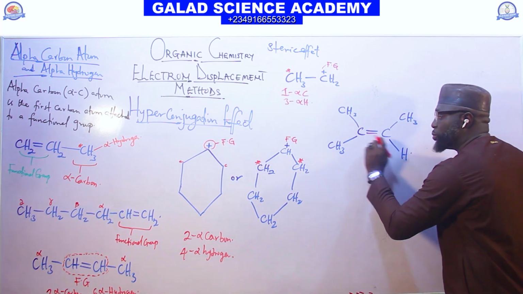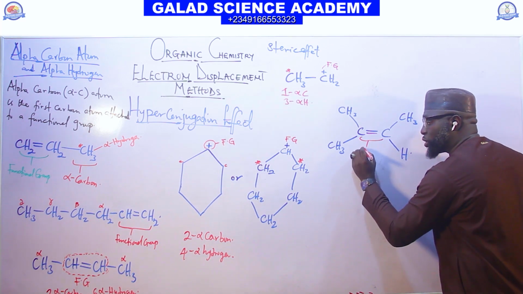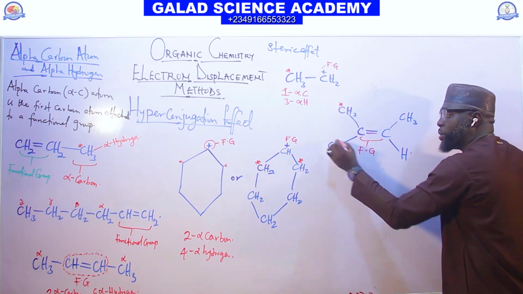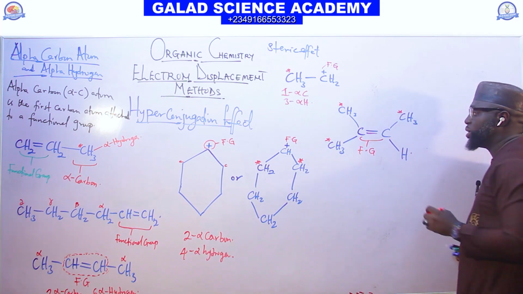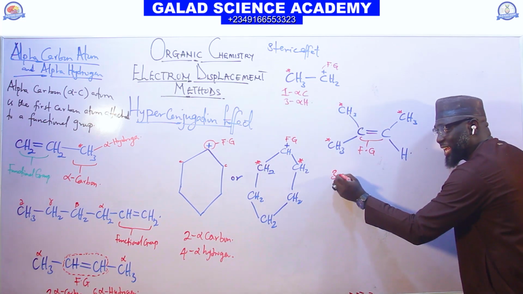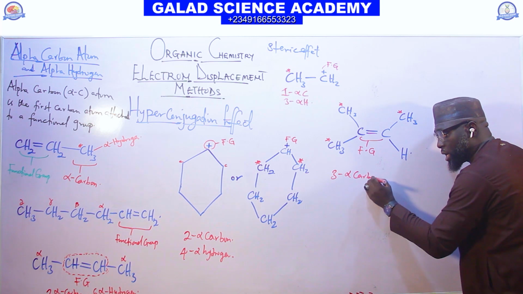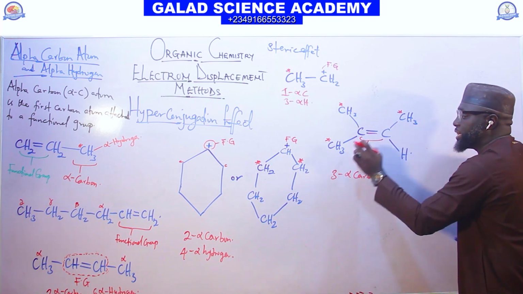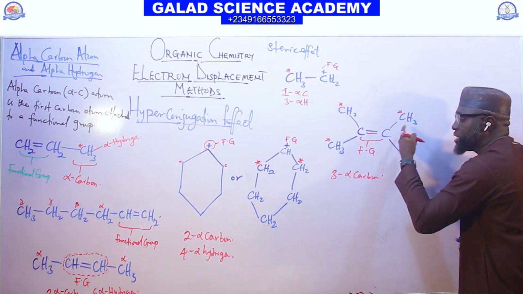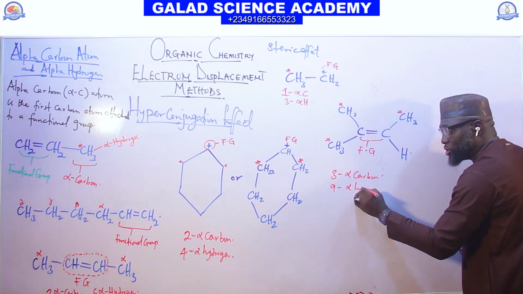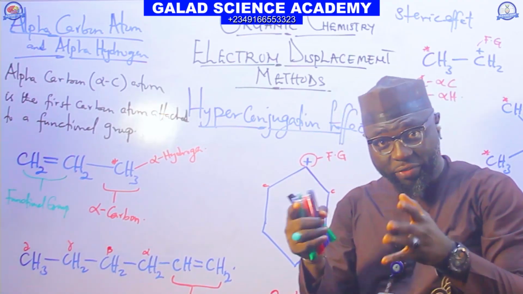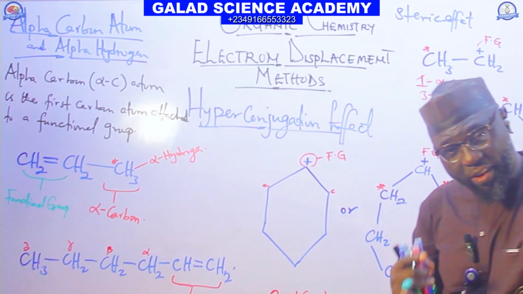See, this is the functional group, these two. This one is alpha carbon, alpha carbon, alpha carbon. The carbon atom that is attached to the functional group. So here we have three alpha carbon, and how many alpha hydrogen? 3 plus 3, 6, 9. We have 9 alpha hydrogen. Good. We can identify the alpha carbon and alpha hydrogen now.